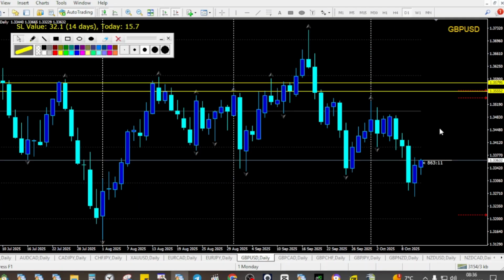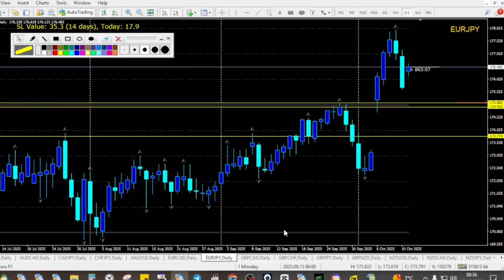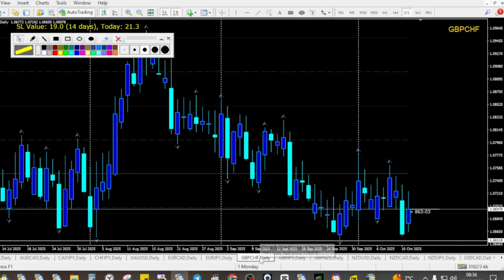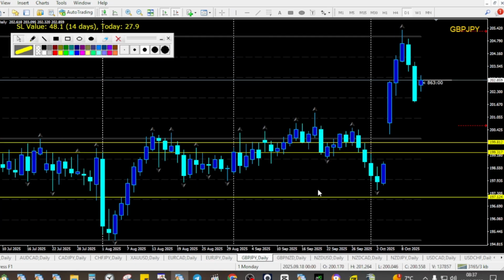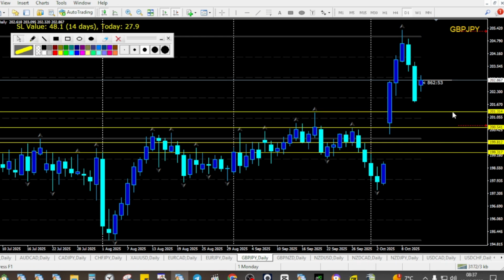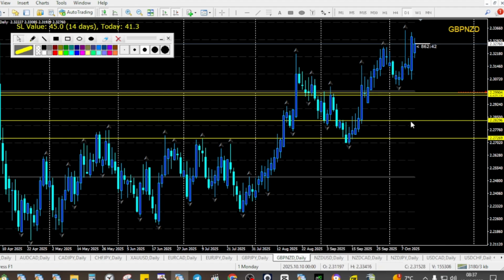GBPUSD. I don't see much here, so I destroy this one. GBP CAD same, GBPCHF same, same. GBP yen I would like to buy, and I want to buy around here in this zone. So let's see what happened this week here. Yep. GBP New Zealand, no trade likely.